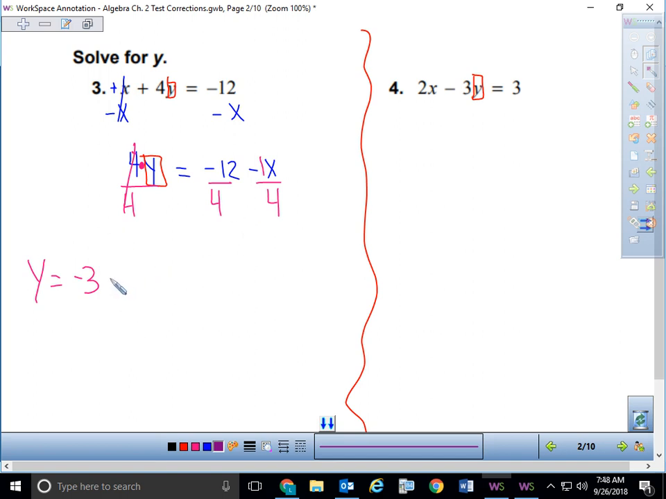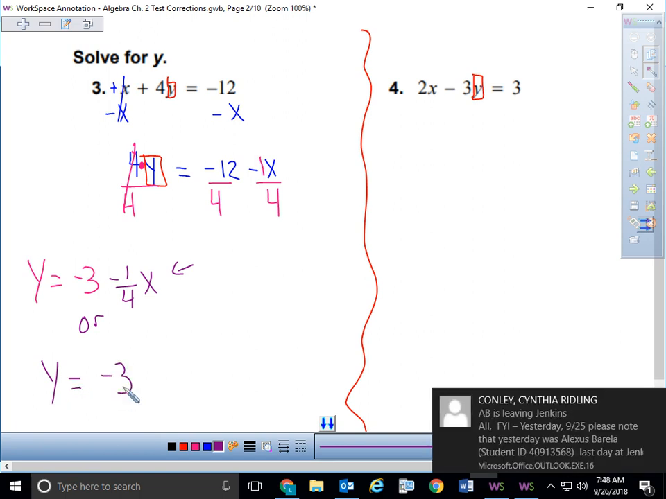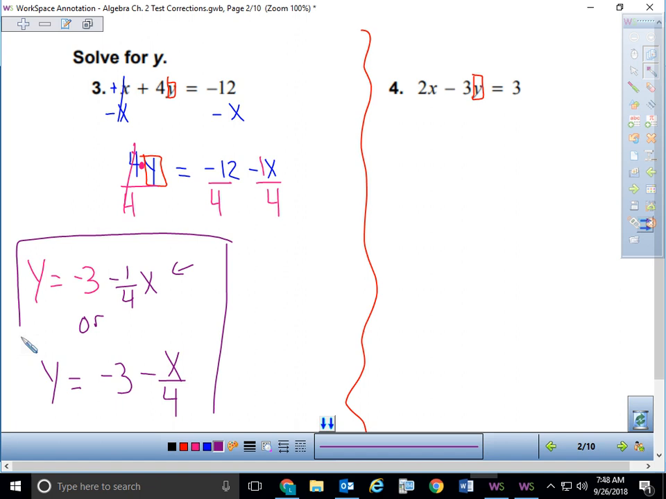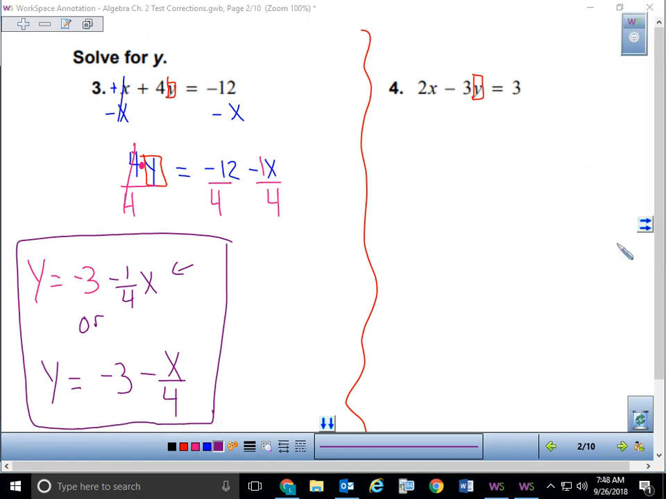And I'm just going to rewrite it as negative 1/4 times x. So this is a nice answer, or you could also have y equals negative 3 minus x over 4. Both are acceptable answers as long as your y is by itself and everything is simplified.